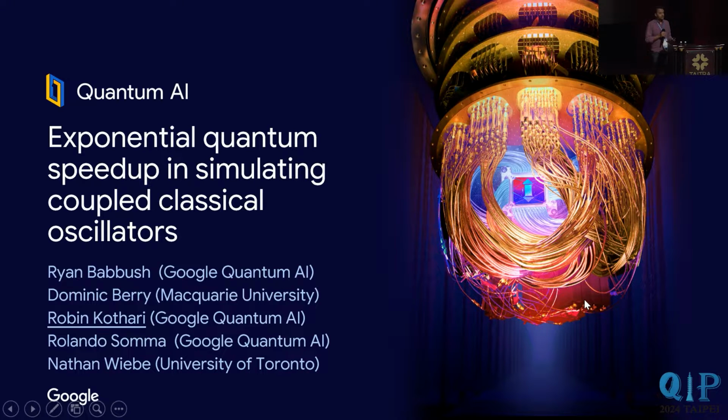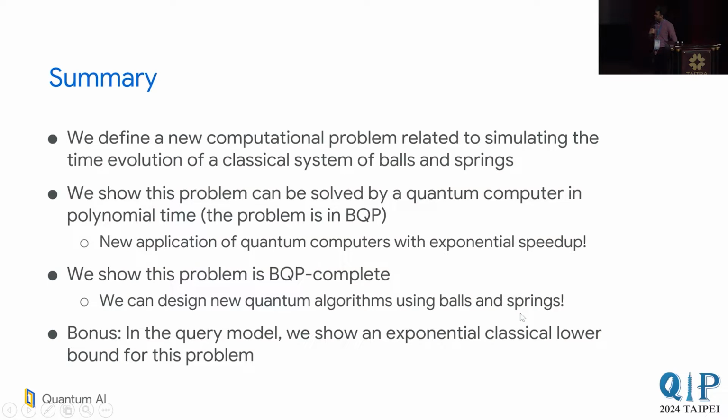Okay, cool. So let's start with a quick summary of what this talk is going to be about. So the first thing, we define a new computational problem that's related to the simulation of this classical system that I was talking about. For this talk, I'm just going to talk about a classical system of balls and springs. So the problem is just going to be about simulating the time evolution of a classical system of balls and springs.